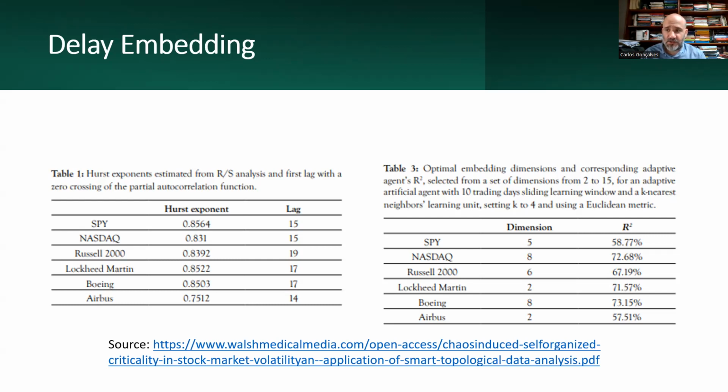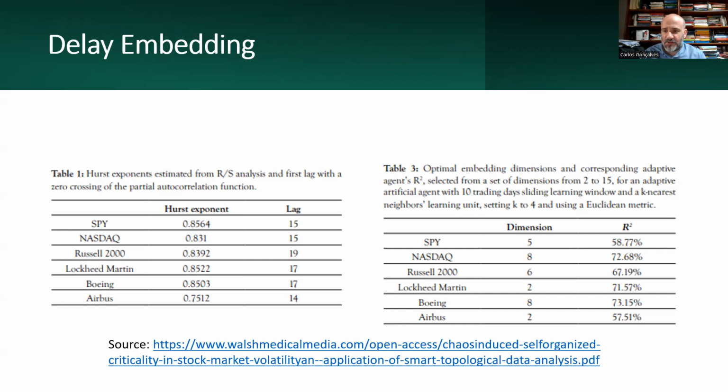The adaptive issue is linked to the sliding learning window, which means that the AI is adapting to attractor epochs. So this is a relevant point. And so looking at the dimensions and the corresponding R square, we can see that the R squares are high in general. The lowest R square is for Airbus, still close to 60%, 57.51%. And in the case of the SPY, 58.77%. The Nasdaq and the Boeing have higher, and Lockheed Martin has the highest predictability, all above 70%. And the Russell 2000, 67% predictability in terms of R square performance, which is high performance.